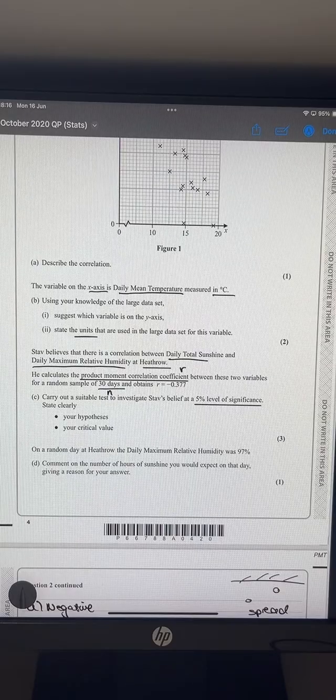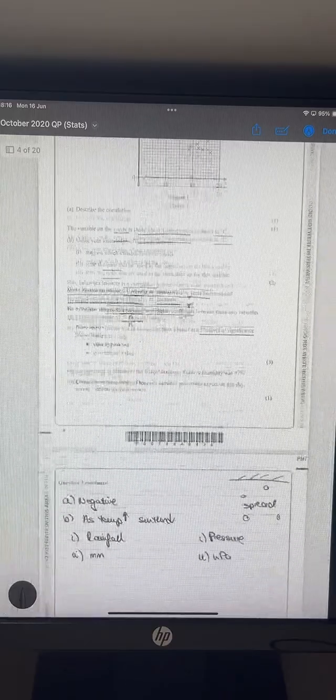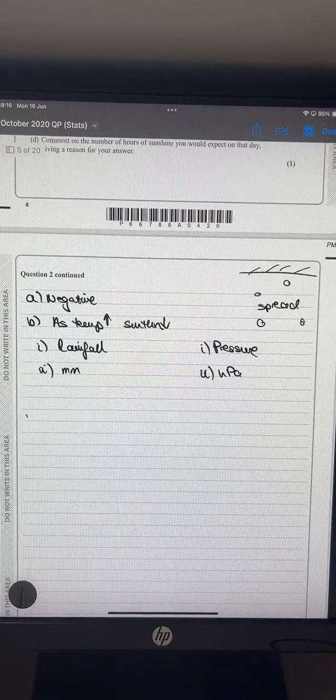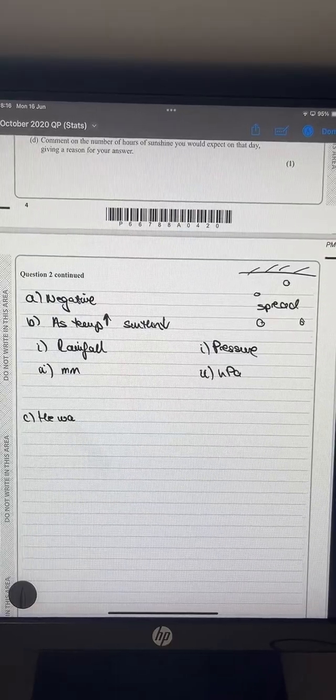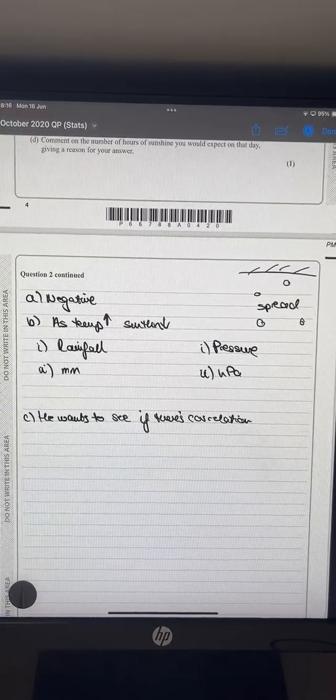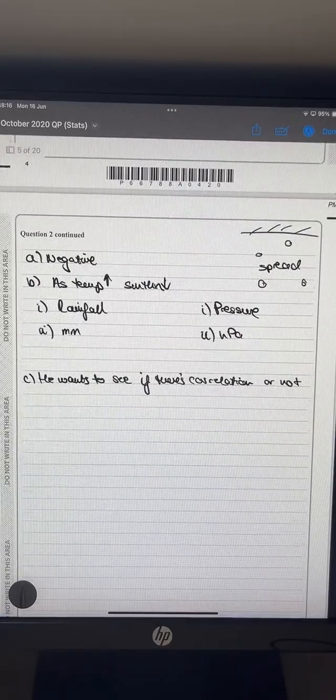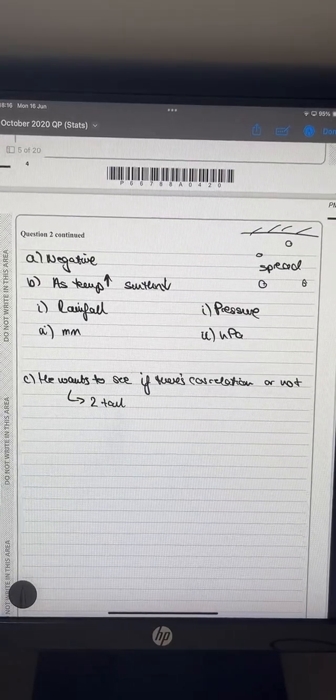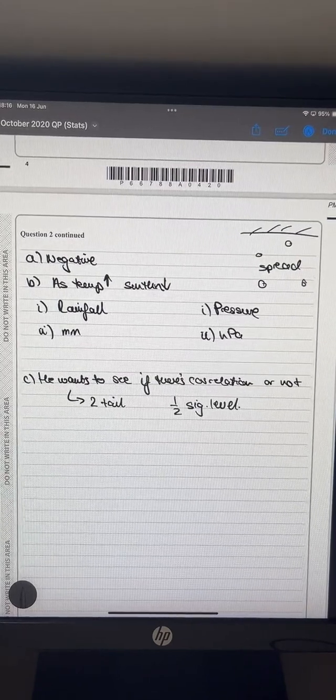It is two-tailed, guys. The reason it's two-tailed is because he just wants to see if there's a correlation or not. He doesn't want to see if there's a positive or a negative correlation. Well, the r value is showing it's negative, but he's not trying to see that. He just wants to see if there exists one or not, right? So I'm just going to write it here for you guys. He wants to see if there's correlation or not. So this means it is two-tailed, and that means you have to state the significance level. We need to remember to do that, otherwise we lose marks.